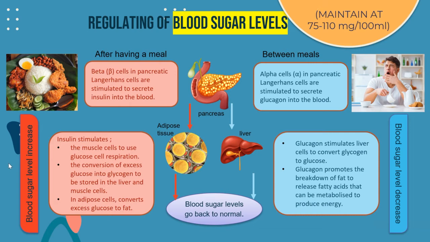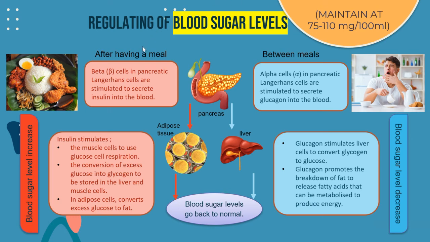So we go first to when our blood sugar level increases. Our blood sugar level increases after having a meal. After we eat, a meal contains carbohydrate, so this carbohydrate will be digested into glucose. So it will cause our blood glucose level to increase.